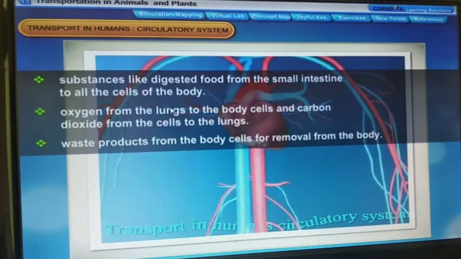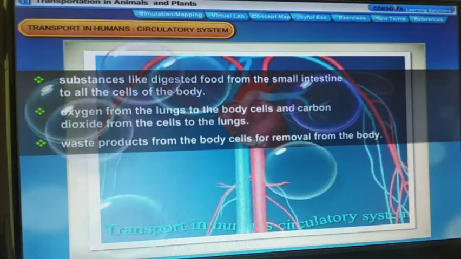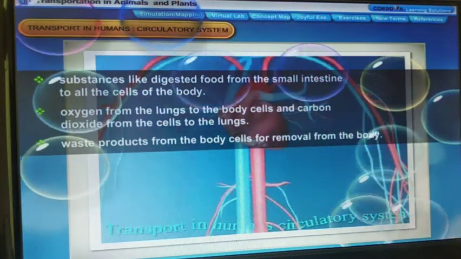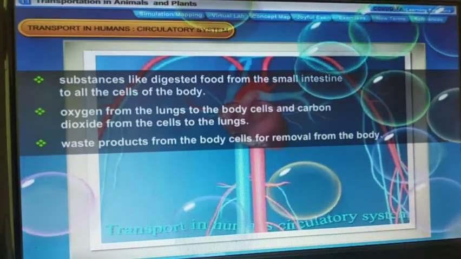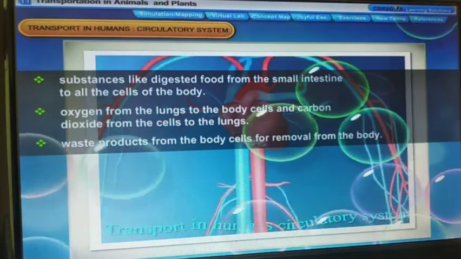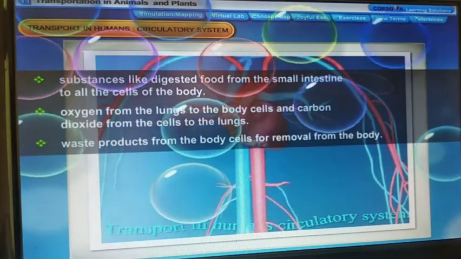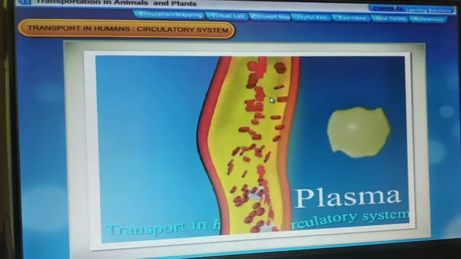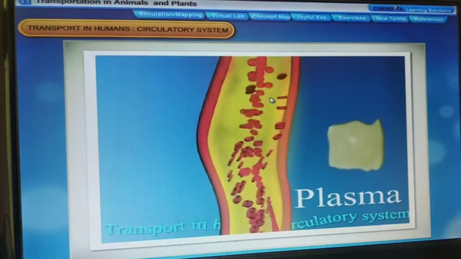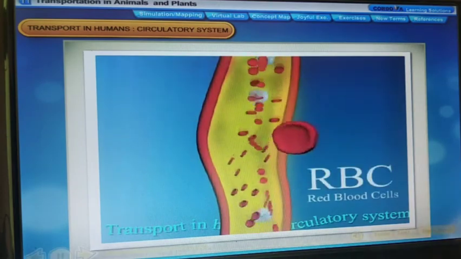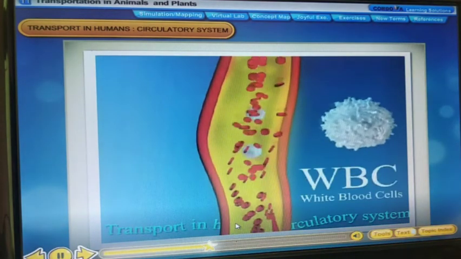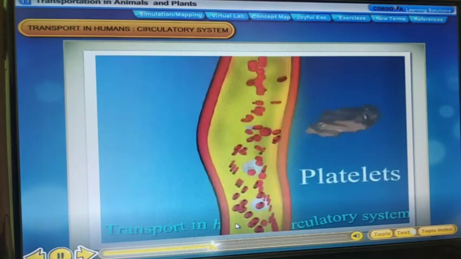Blood transports substances like digested food from the small intestine to all the cells of the body, oxygen from the lungs to the body cells and carbon dioxide from the cells to the lungs, and waste products from the body cells for removal from the body. The blood consists of 2 components: fluid component, blood plasma, and solid component, blood cells, which include red blood cells, RBCs or erythrocytes, white blood cells, WBCs or leukocytes, and platelets or thrombocytes.